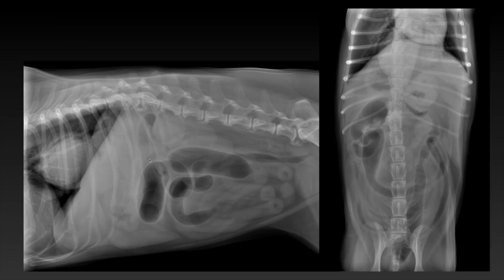The abdominal detail is good. Liver and spleen are within normal limits, so this is probably liver and spleen, and we see the spleen also in the VD view. Small intestines contain small to moderate amounts of gas with rather reduced signs of peristalsis, so we do not see any contractions here.